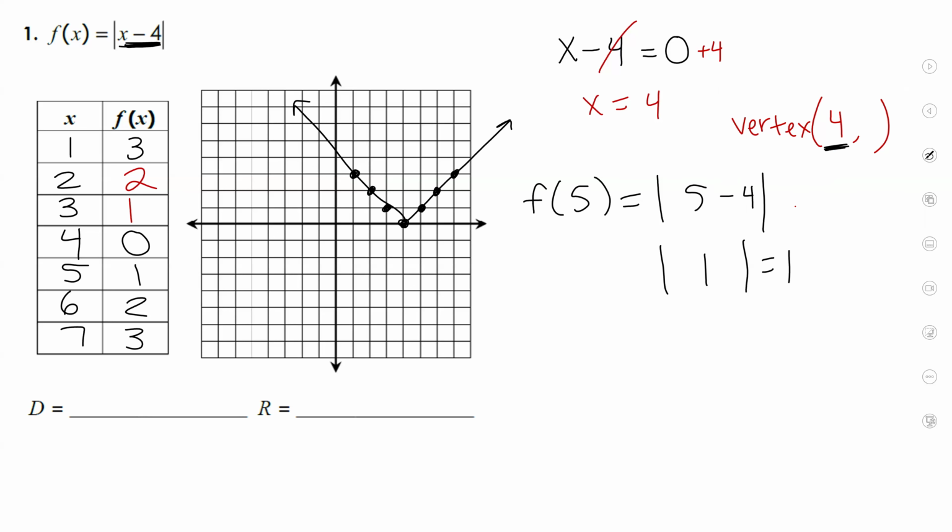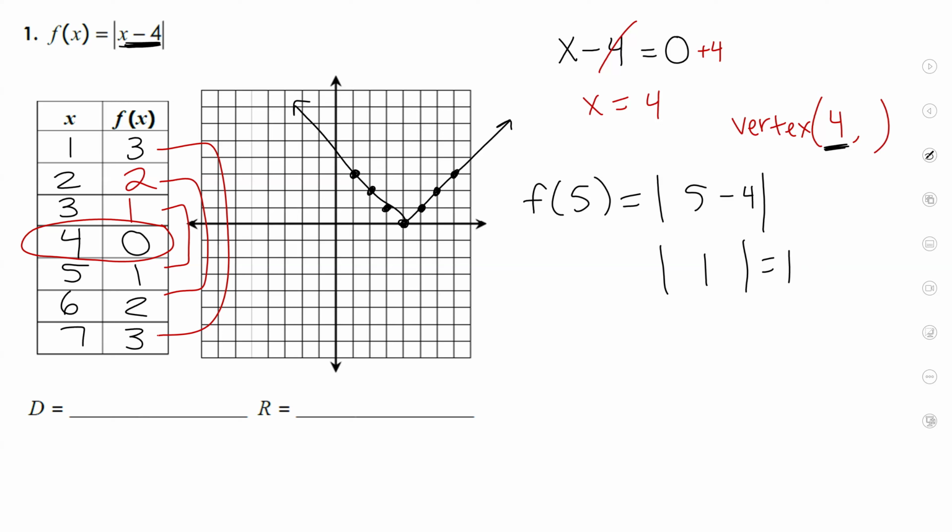Guys, I want you to circle the vertex. 4, 0 was your vertex. So the numbers on each side of your vertex, they're going to match. So it makes a V shape. Do you guys see what I'm talking about?